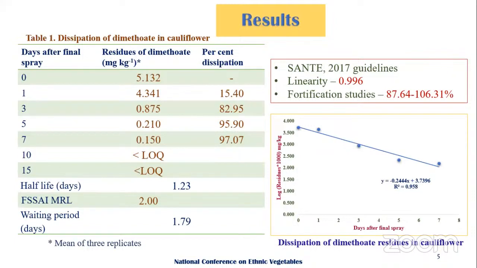So the half-life of dimethoate in cauliflower was found to be 1.23 days, and based on the available FSSAI MRL of 2 mg per kg of dimethoate, we have gone for calculation of waiting period. So the safe waiting period after dimethoate spray was found to be 1.79 days.